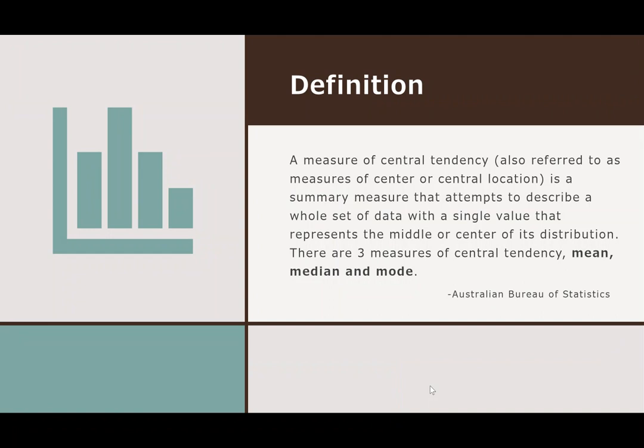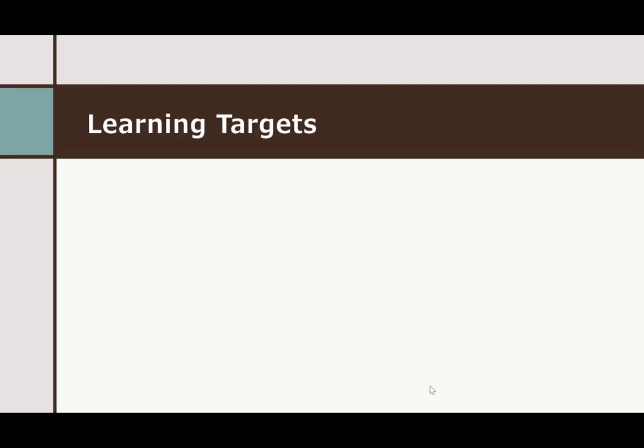What does all that mean? It means we attempt to define a data set by one number in its middle. And there are three ways that we can look to find what the middle of the distribution is. They are mean, median, and mode. In future videos, we're going to talk about which measure of center to use when, but today your learning targets are simply to learn to calculate or find where these numbers are in the data set.